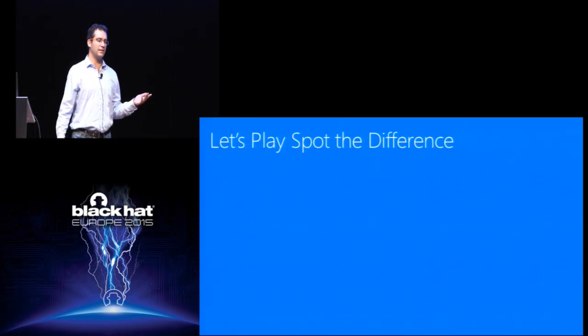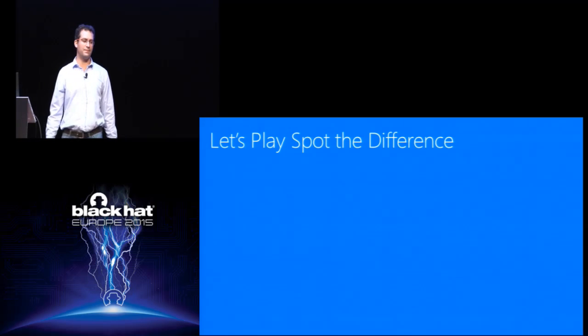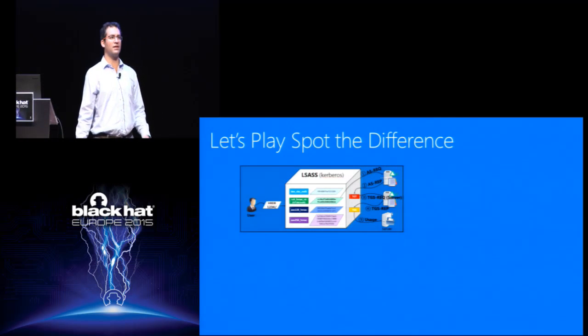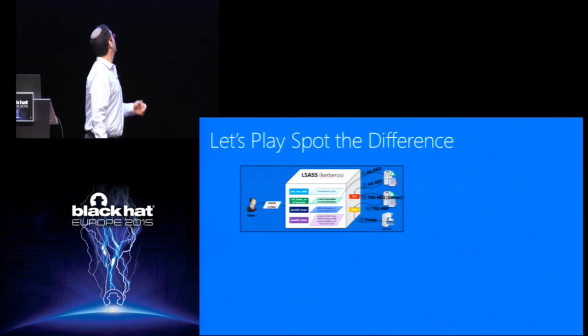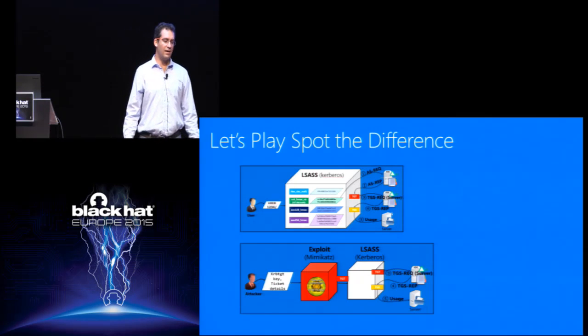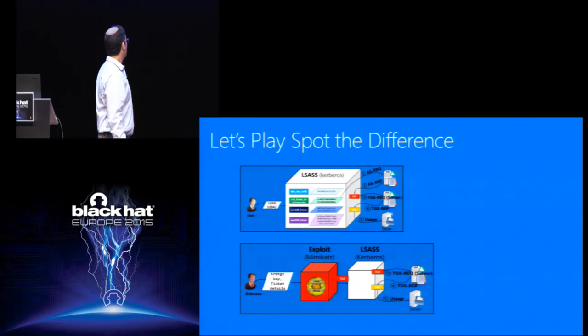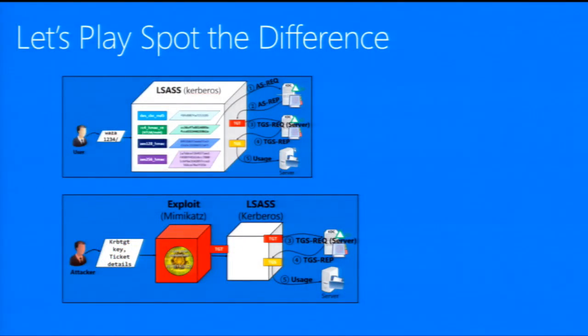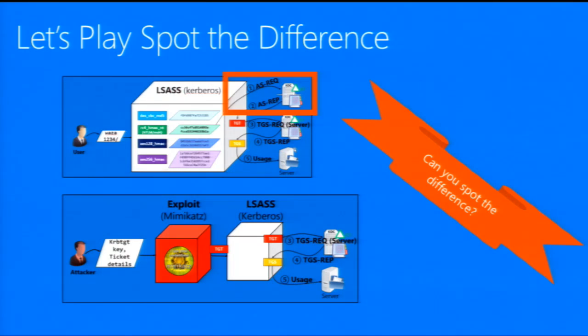So let's play a little game. Let's play Spot the Difference. So this is how regular authentication and authorization look, the 5 steps that we'd seen earlier. And this is how malware using golden ticket authentication looks. Can you spot the differences? Well, yeah, exactly. There is a missing step there.